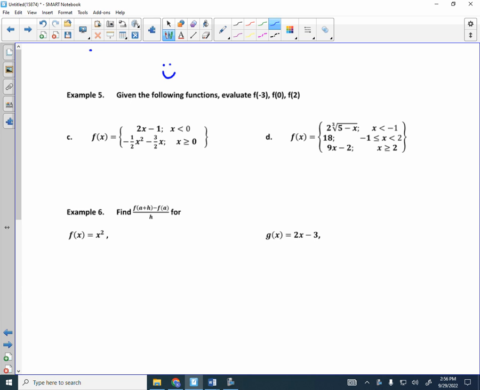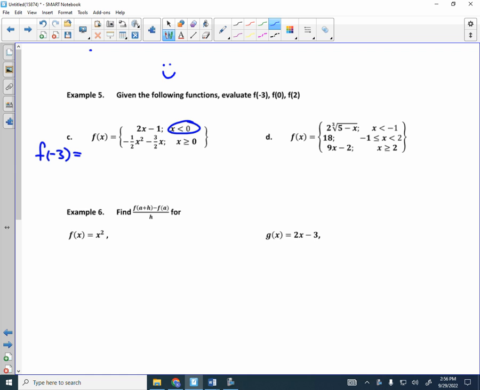I want to evaluate f of negative 3, f of 0, and f of 2. Any thought where I plug the negative 3 into? Should I plug it in the top one, the bottom one, or both? What do you think? That would seem natural. Like, let's have everybody get a share. But this is the key right here, folks. It says to plug it into 2x minus 1 if the x value is less than 0. Is the x value less than 0? Yes. So I choose the top one.